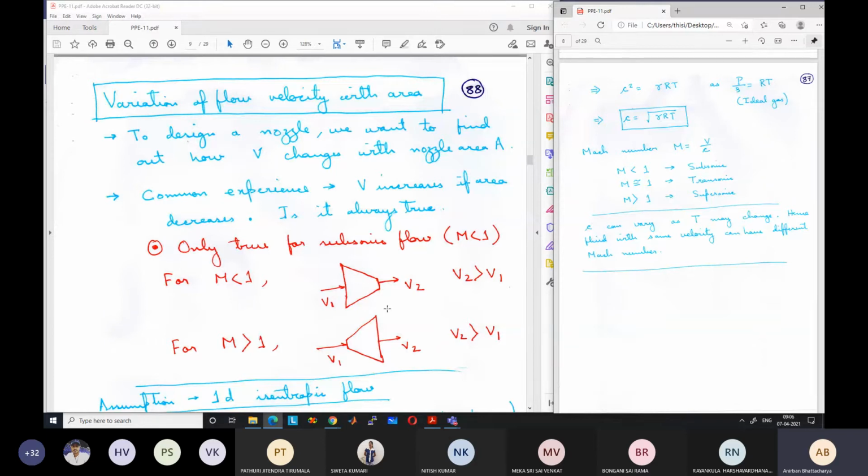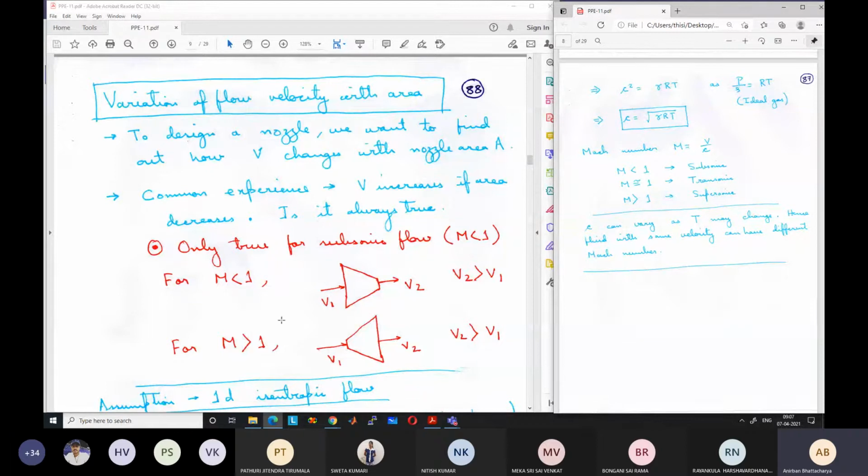However, for supersonic flow, when M is greater than 1, if the area increases, like shown here, from V1 to V2, the velocity also increases. V2 is greater than V1. This is very counterintuitive. In this case, if you have a device like the above device where the area is decreasing, the velocity will actually decrease at Mach number greater than 1. So it will act like a diffuser if it is a convergent shape. The nozzle has to be shaped like a diverging device at Mach number greater than 1.